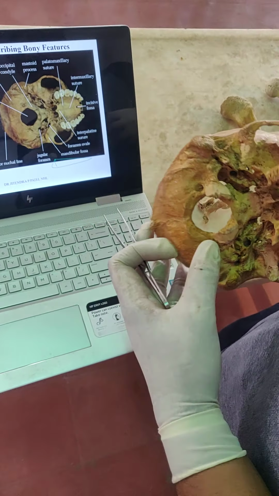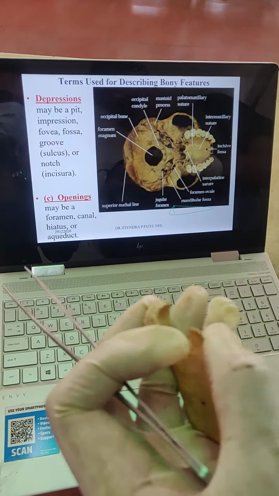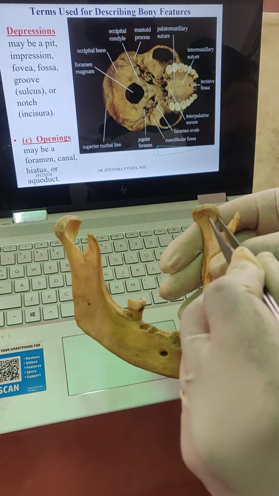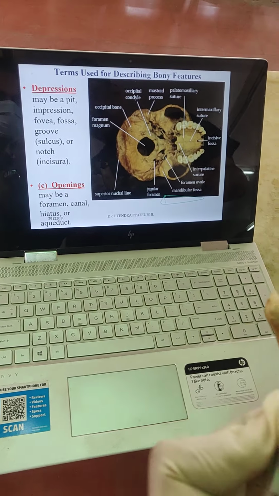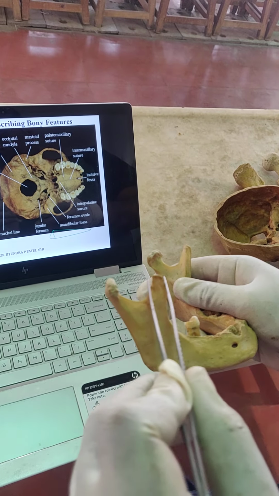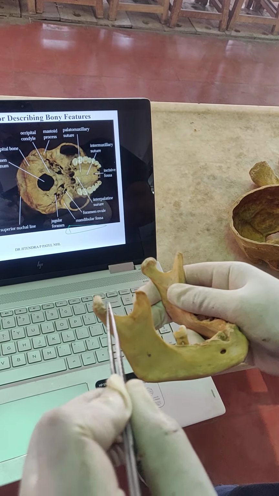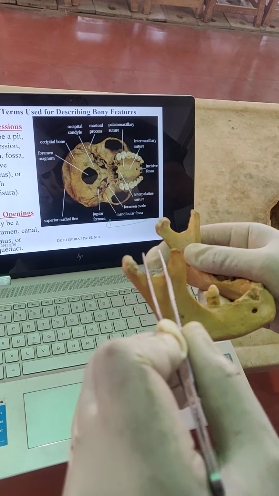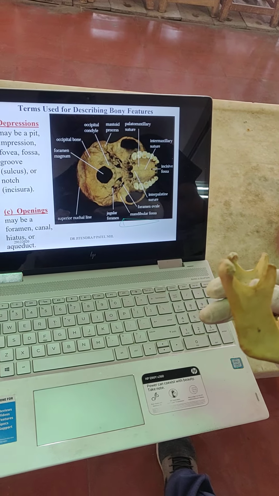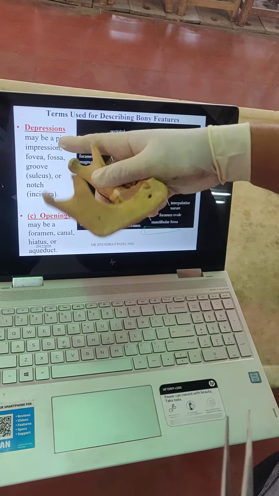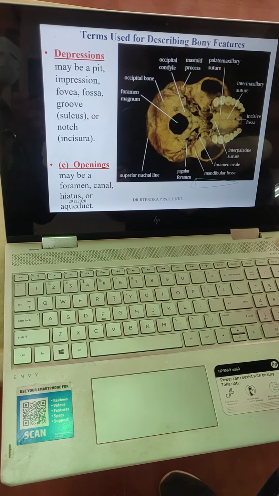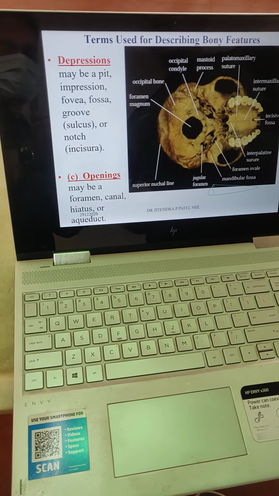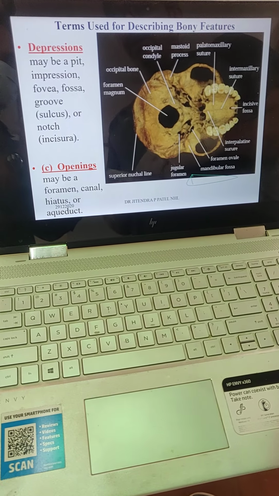In some places there is a depressed area. This is the head inside the mandible. This is the depressed area. It is called the fovea. And in some places there is a depressed area between the coronoid process and the condylar process. This area is called the mandibular notch, and it passes the masseteric nerve. So a depression may be called a pit, a fovea, a fossa, a groove, a sulcus, or a notch.